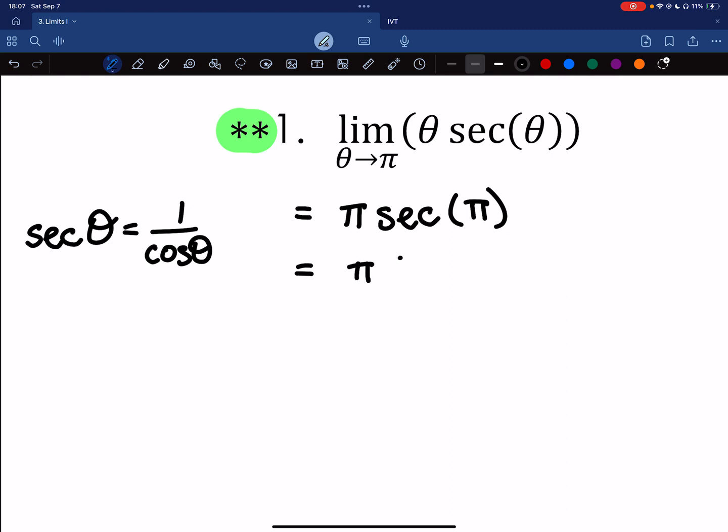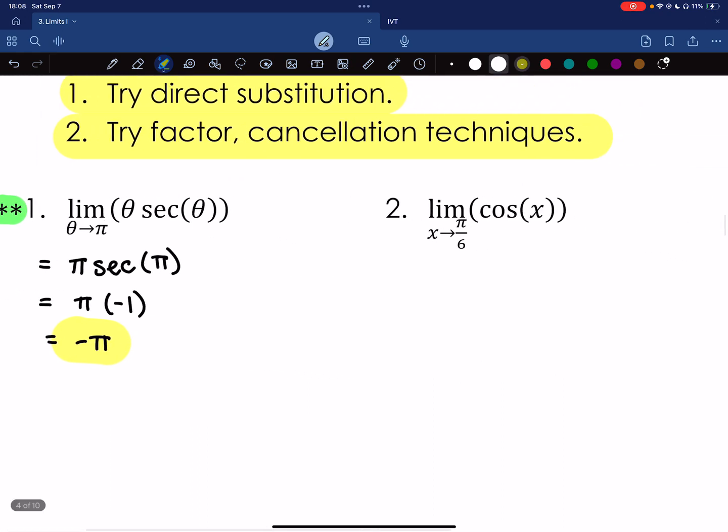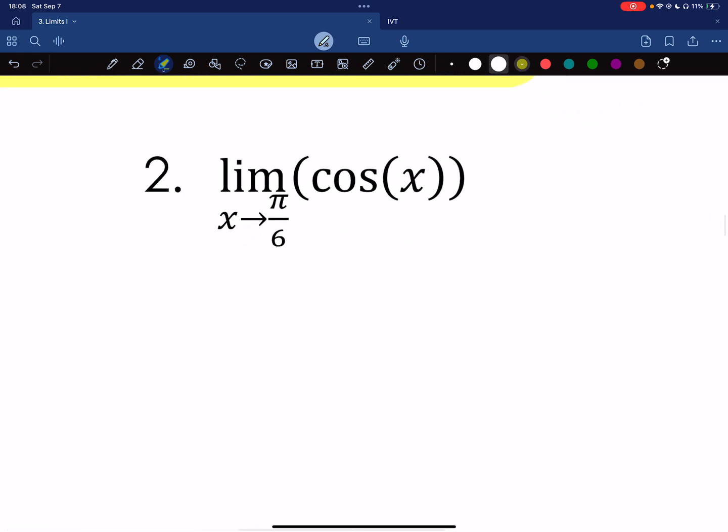So we have secant of pi, which is negative 1. And we end up with a negative pi. And that is it. Don't rewrite the limit statement. Don't do anything. Just it equals negative pi. Boom. Done. Okay. Next one, the limit as x approaches pi over 6 of cosine x.